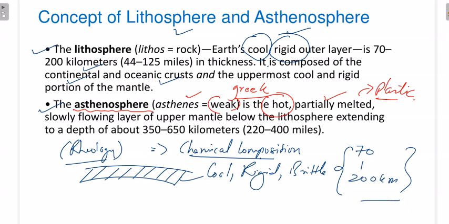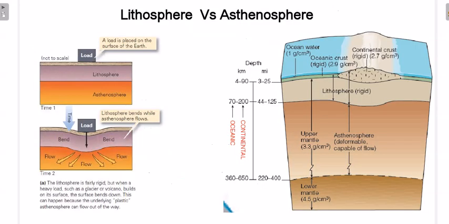If you stretch a plastic, it will slowly move. Not very fast, but slowly it will move. So it is a slow flowing layer of the upper mantle. Asthenosphere is a part of the upper mantle below the lithosphere, and it extends about 350 to 650 kilometers beneath the lithosphere. By the diagram you will be able to understand what I am talking about, lithosphere versus asthenosphere.